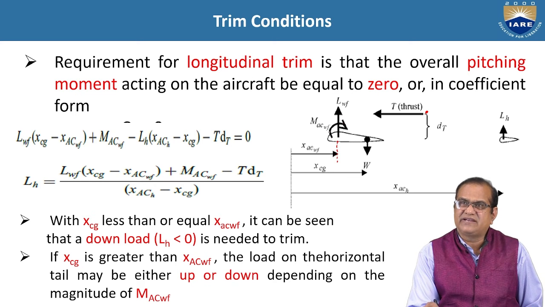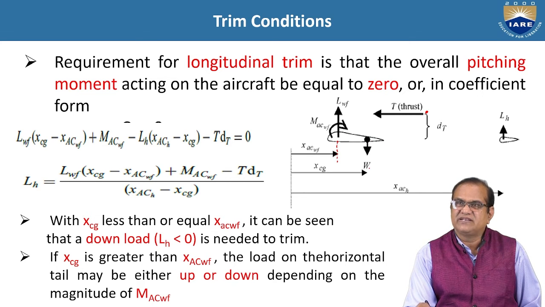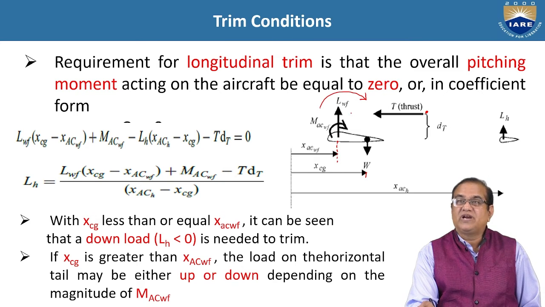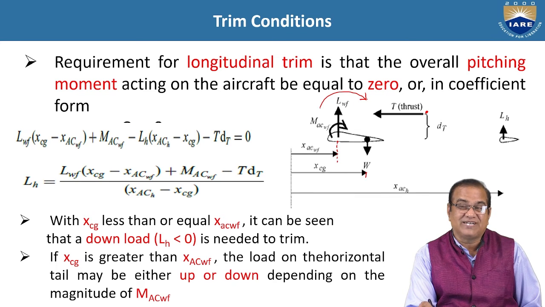Here an inherent moment will be there, called the aerodynamic center wing fuselage moment. And at the aerodynamic center, the lift will be produced. Weight is here, so the center of gravity location is this one. If you see this diagram, you can see that it is an unstable aircraft. It will move in this direction. So to counter or trim this moment, we should have a tail, and the tail should produce a lift in the upward direction.